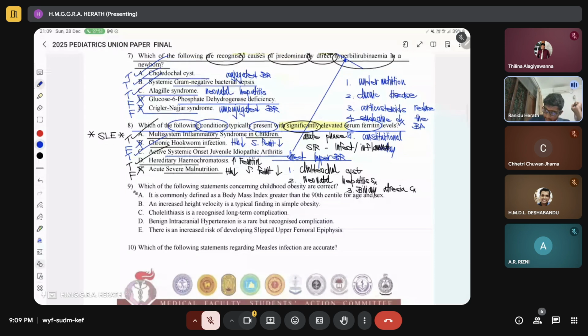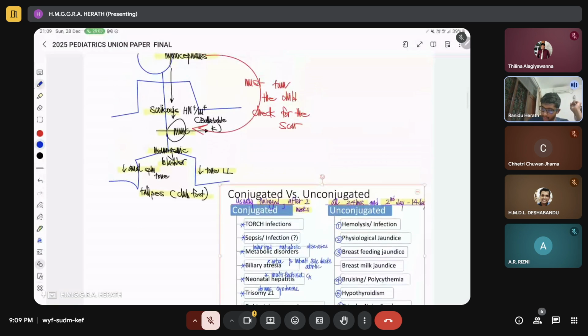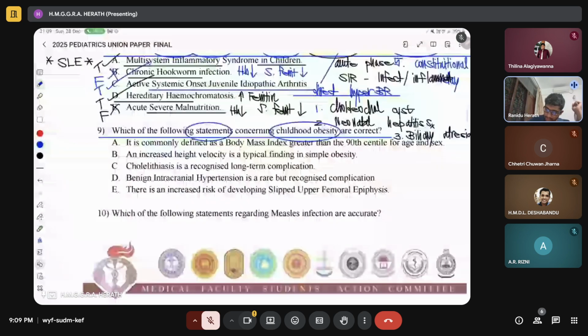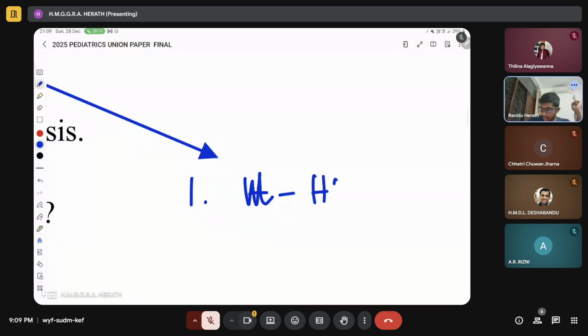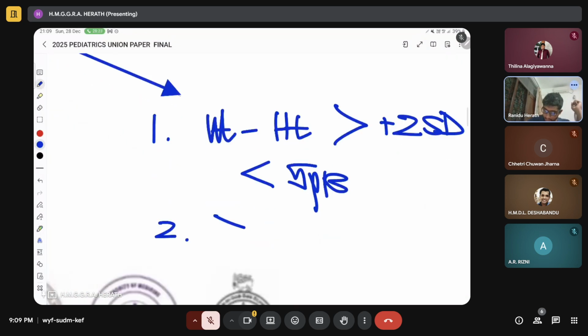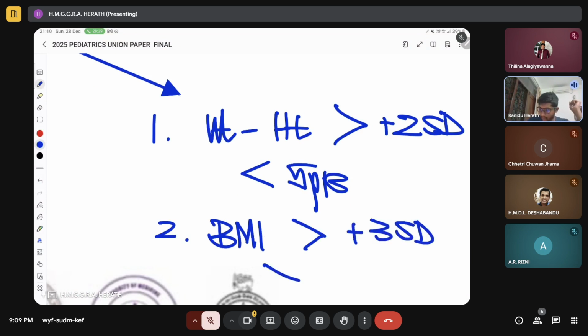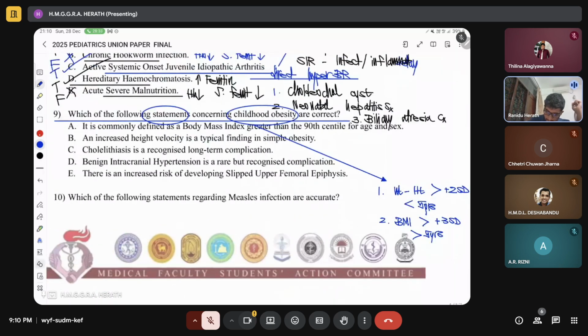Which of the following statements concerning childhood obesity are correct? Something you need to remember is that childhood obesity is taken as weight for height more than plus 2 SD in children less than 5 years, and BMI more than plus 3 SD in children older than 5 years. Right? This is how you identify childhood obesity. So we'll go and identify what they have asked.